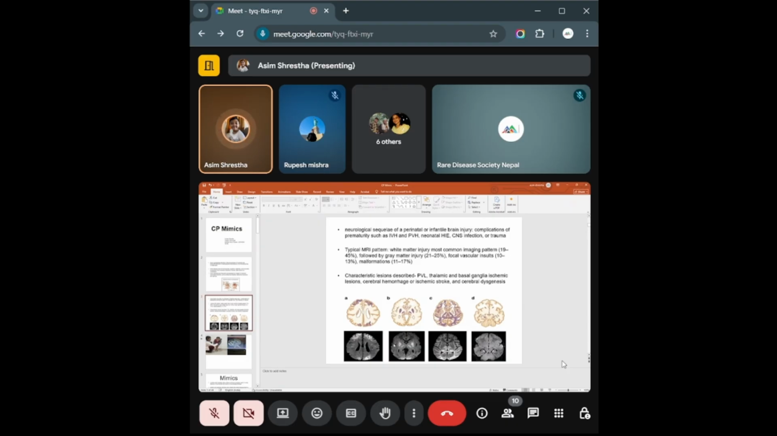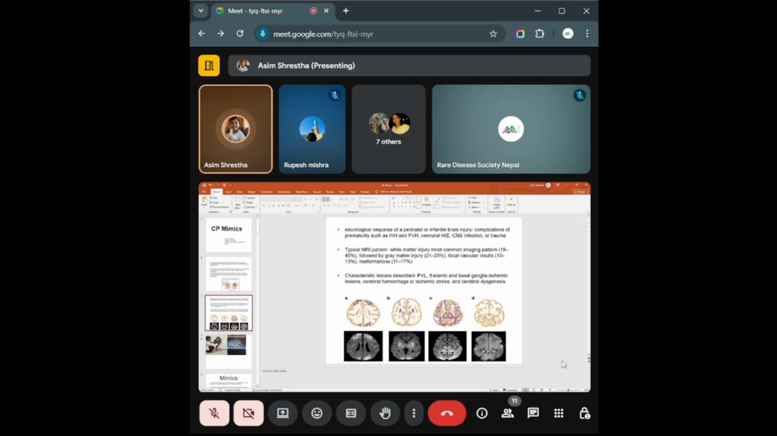The characteristic lesions seen in patients with cerebral palsy on MRI brain are PVL, periventricular leukomalacia, the thalamic and basal ganglia ischemic lesions, the cerebral hemorrhages or strokes, and the cerebral dysgenesis. What I'm trying to depict here is the different kinds of brain injuries seen in patients with hypoxic brain injury, which is very common in our part of the world. We can see here the DWI image. You can see the hyperintensity in the rim of the cortex. These are called watershed infarcts because of hypoxia.